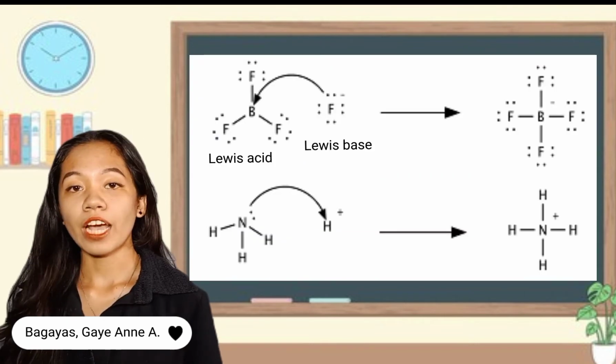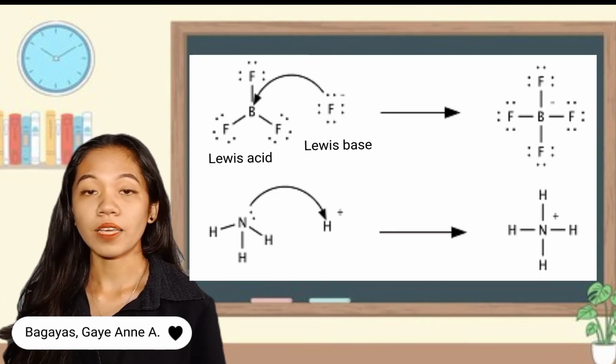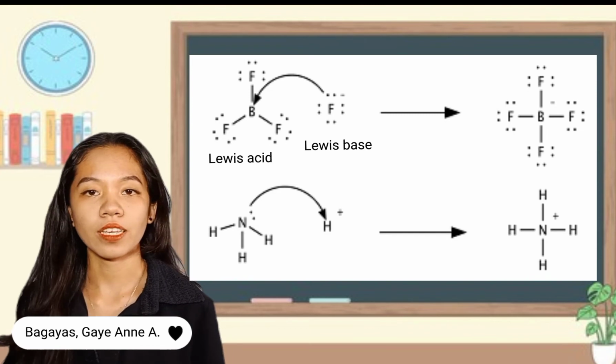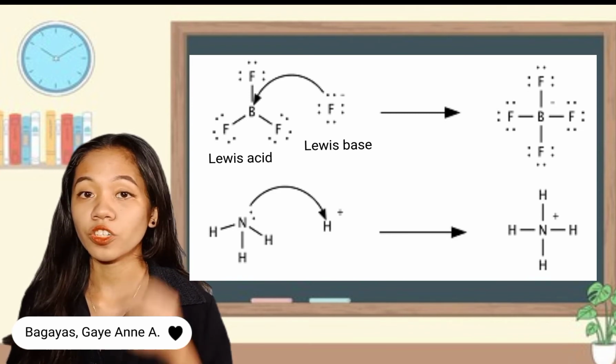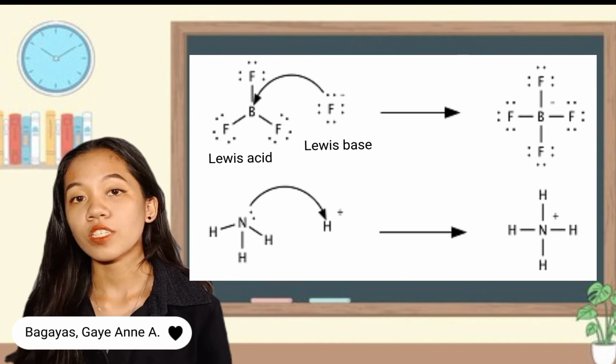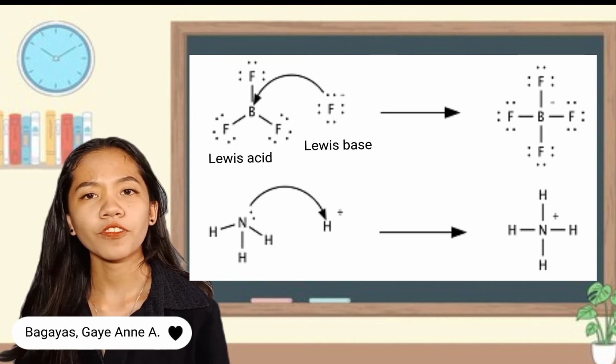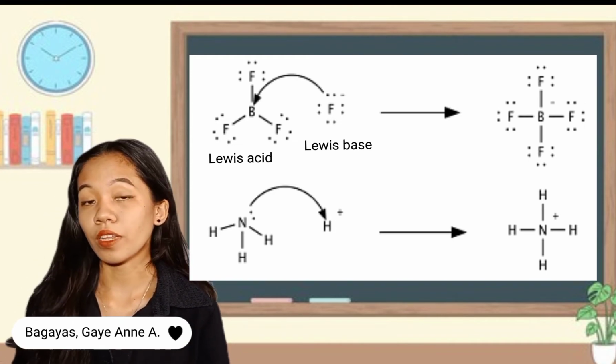So there are many reactions involving Lewis acids and bases. Let's take a look at this example. The curved arrow shows the direction that electrons travel. A new bond is formed. And can you identify why each Lewis acid can accept electrons?